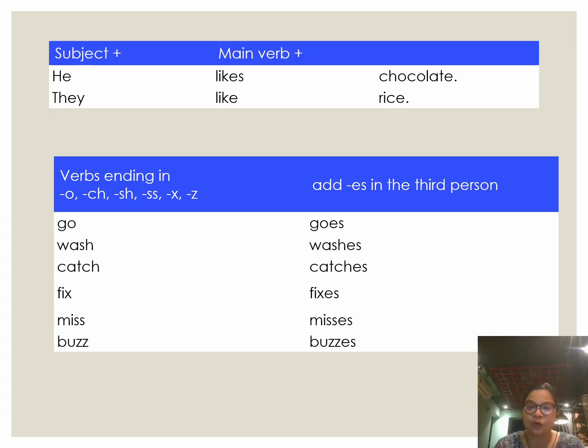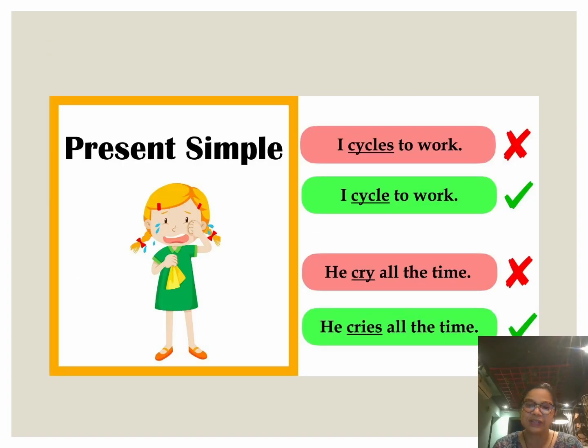In the same way, go becomes goes, wash becomes washes, so he goes, he washes. They catch or I catch, he catches. I fix, he fixes. I miss, he misses. I buzz, he buzzes. So in this way, we add es or s in the third person. Now we will look at some examples for simple present, which would be easy for you to understand.